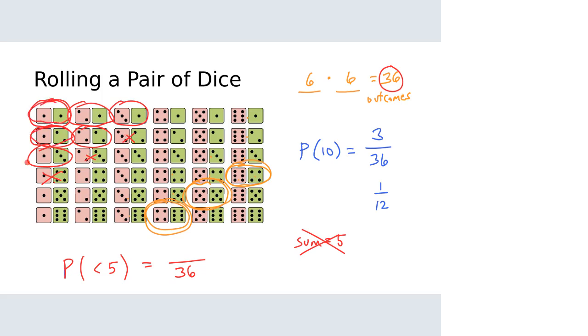Okay. So I believe I've got all of my successes. I've got 1, 2, 3, 4, 5, 6 of them. I have 6 successes and 36 outcomes. So the probability of getting a sum less than 5 is 6 out of 36. If you wanted to reduce that to 1/6, you could, but you don't have to. Totally optional.